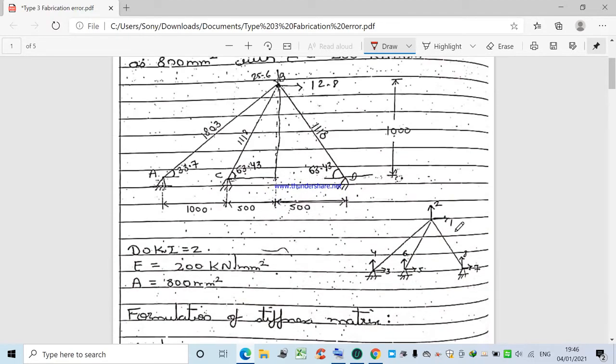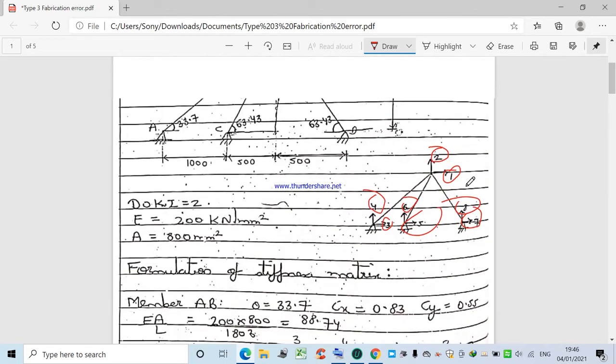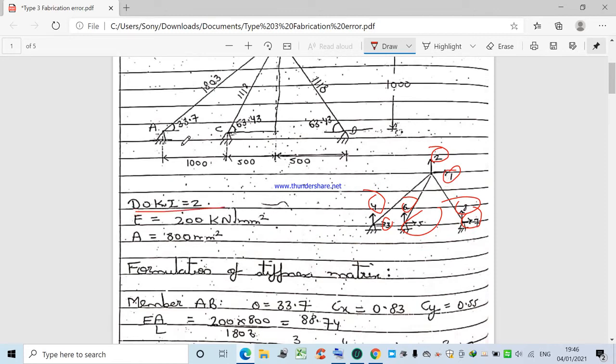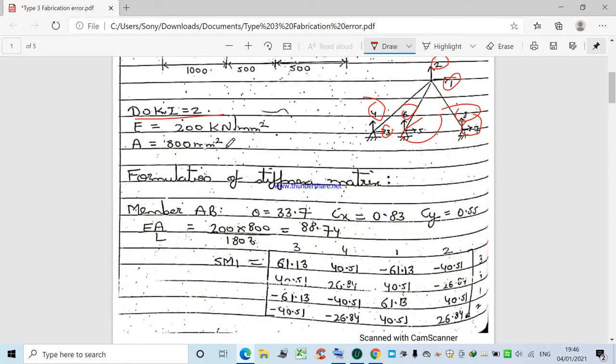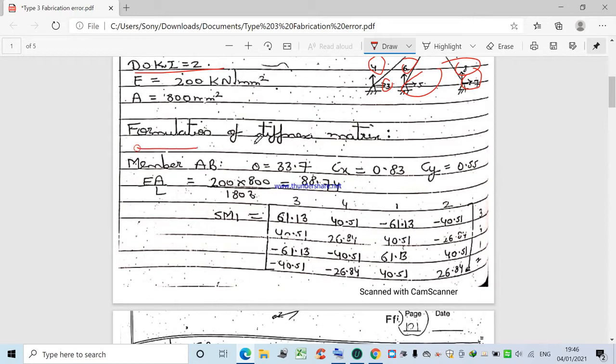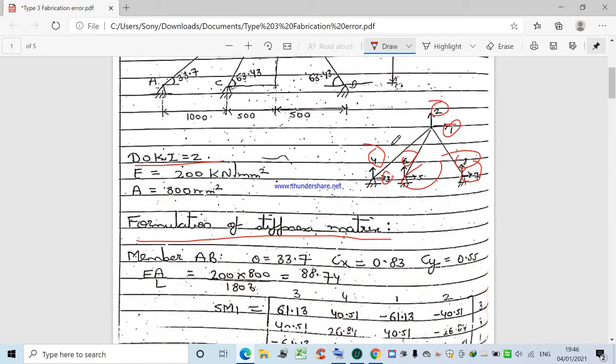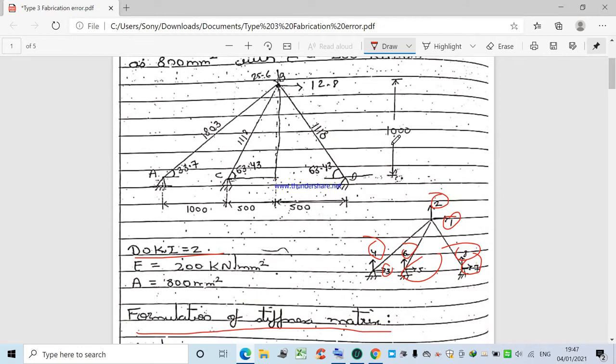So here DOKI is equal to total. Start with unknown, so B is unknown, therefore starting from the unknown point first, 1 2, then 3 4, then 5 and 6 and 7 and 8. Out of which 1 and 2 are unknown, so therefore DOKI is 2, because supports A, C and D are hinge supports. Then E is given as 200 kN per mm square, A is 800 mm square. First of all we have to formulate the stiffness matrix, which we have already done many times in our previous lectures.